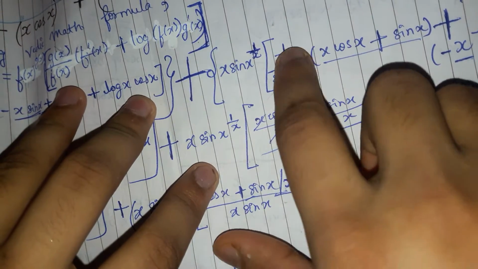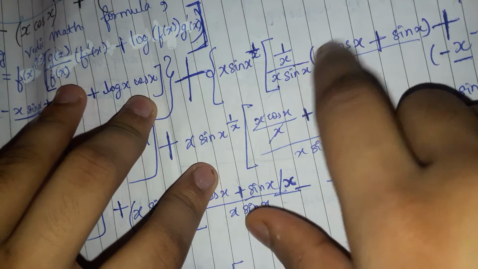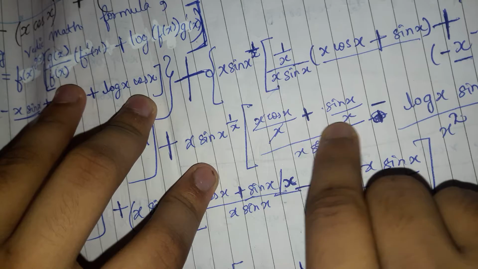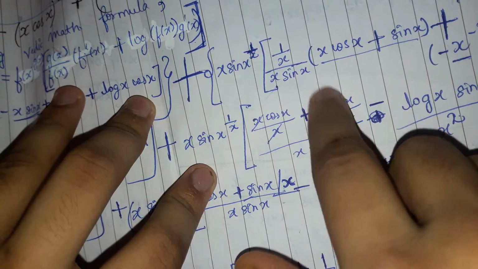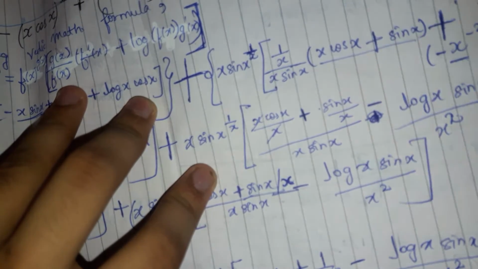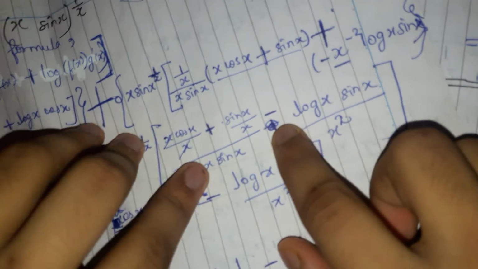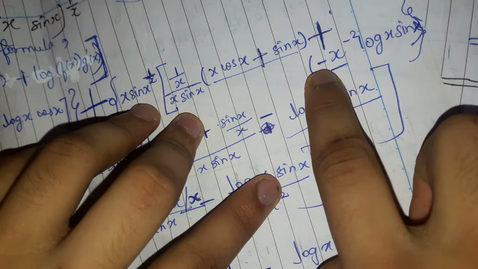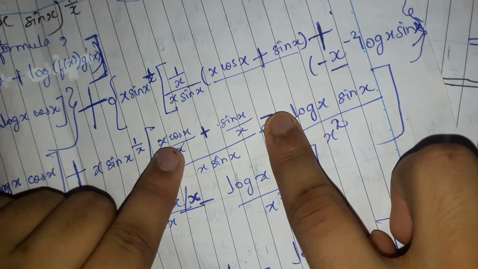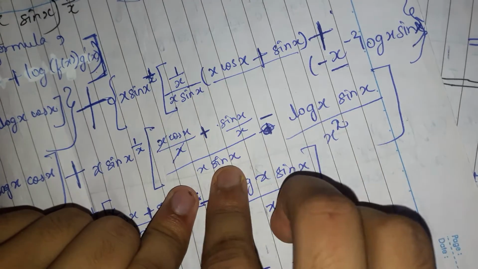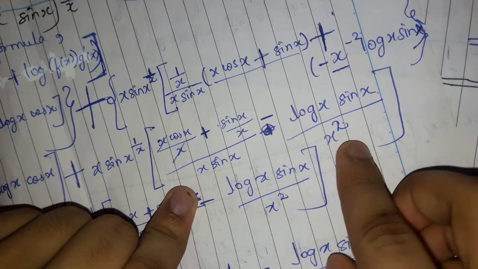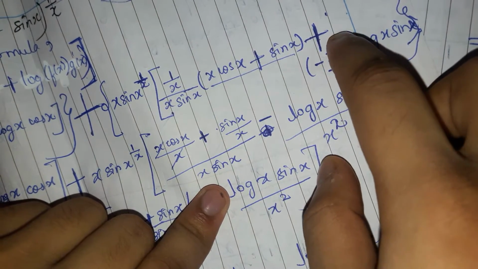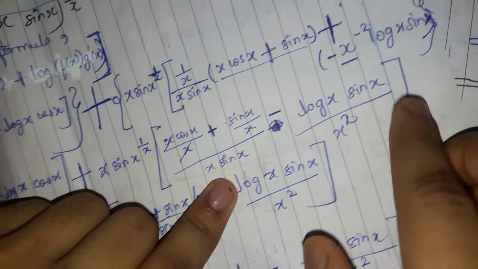I distributed 1 by x to both of them. So x cos x upon x cancels, cos x as it is, you can see here, sin x upon x becomes as it is, sin x upon x minus, from here, here is minus, so minus x sin x here also, minus log x sin x upon x square, because minus 2 goes down, so x to the power of x square.